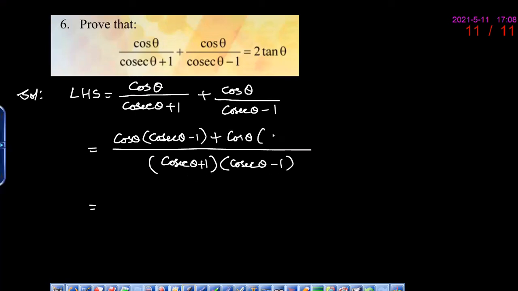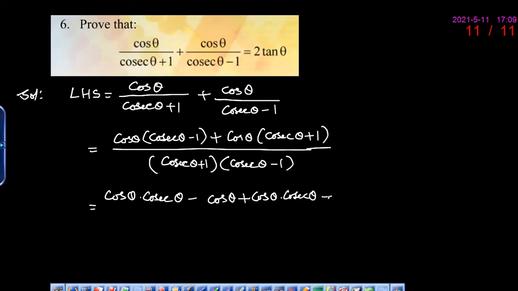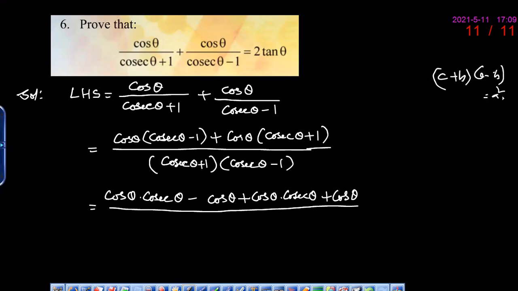So multiply in the numerator. So further simplification, what we get? Cos theta into cosecant theta minus cos theta plus cos theta into cosecant theta plus cos theta, divided by, again you can see here, a plus b into a minus b, that is equal to a square minus b square. So cosecant square theta minus 1 square.